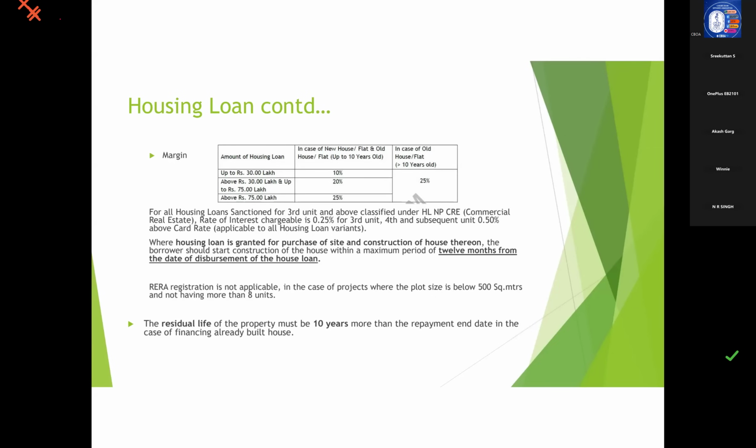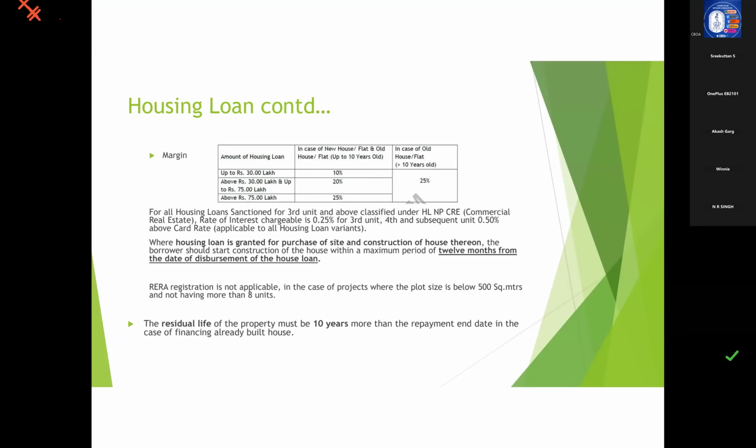But in the case of commercial real estate retail housing, that is HLCRE, the concept is a little bit different. If a person already owns two units of house, the third one onwards will be considered as commercial real estate. Now, what is the rate of interest applicable for those? It is over and above the regular rate of interest: if it is his third unit, 0.25% to be added, and if it is his fourth and subsequent unit, 0.50% to be added.